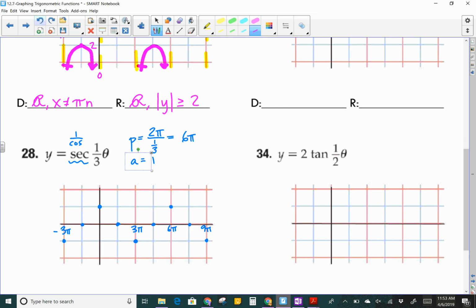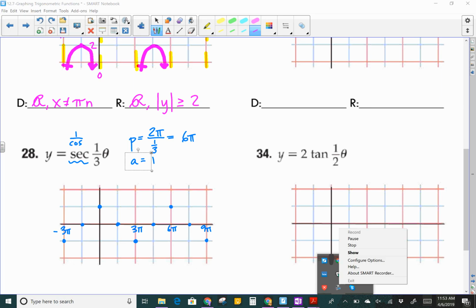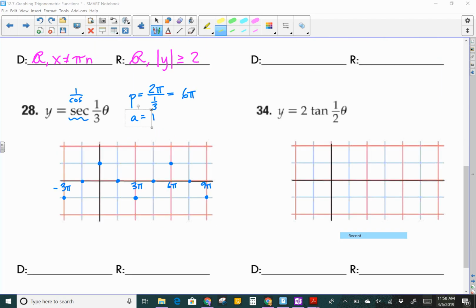Wrong one. I need to pause for 1 second because my doorbell is ringing. Okay, I'm back, but I haven't drawn my asymptotes yet.